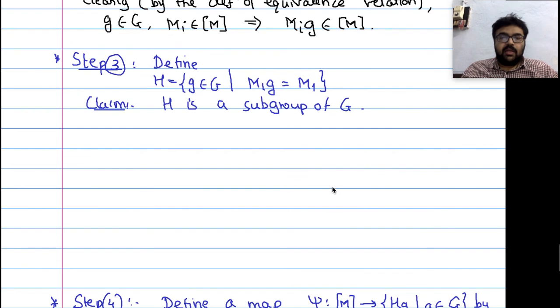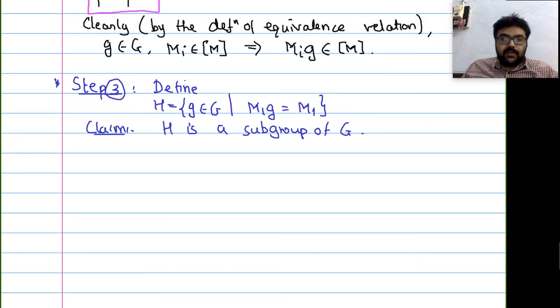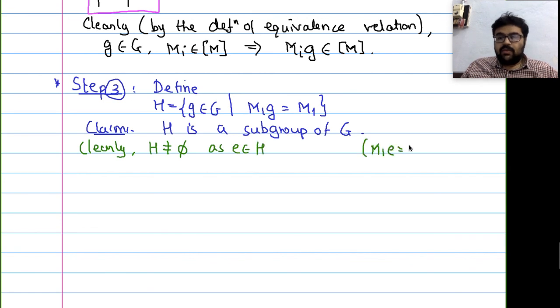Step 3, H is a subgroup. So clearly H is non-empty. Why? Because E belongs to H, as M1E equals M1, this is true. So E belongs to H, and H is non-empty. Now we show that H is closed under product.